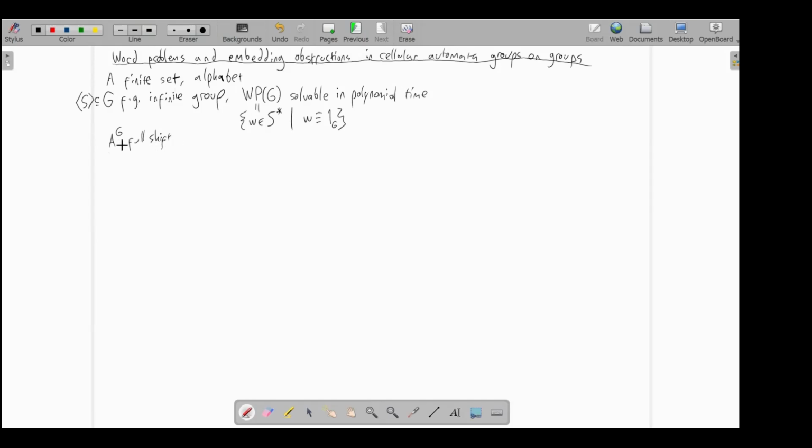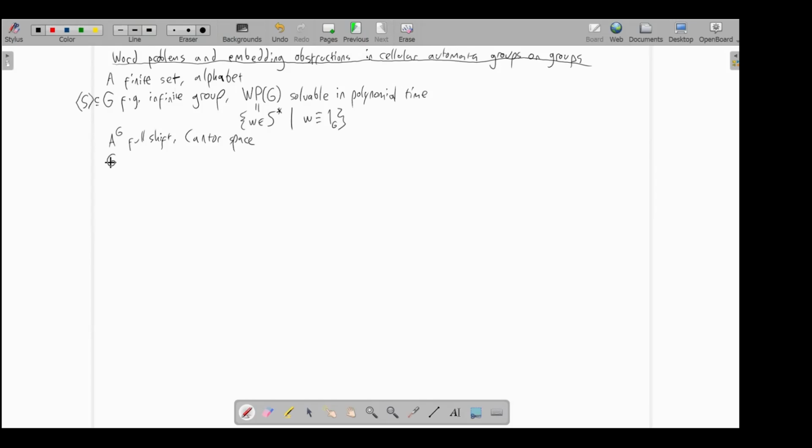So the full shift is just this set A to the G, so functions from G to A, but we like to think of them as configurations where on each of the elements of G, you have written a letter from A. And it's a Cantor space. So there's a natural topology. G is given the discrete topology and A as well. And then you have the product topology on A to the G. It's a sequential space, and for a sequence to converge, it means that eventually all of the letters are fixed in each position.